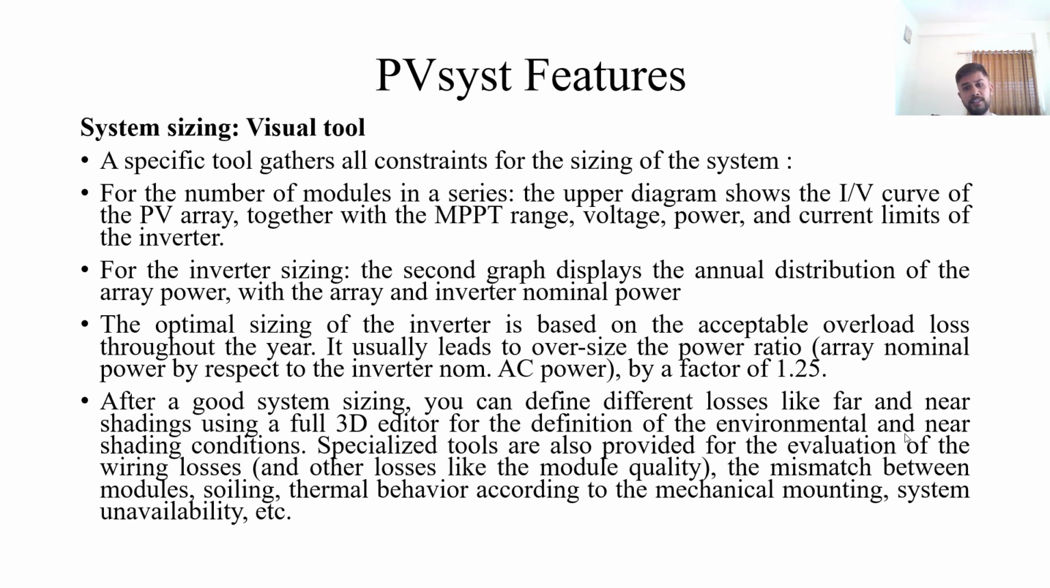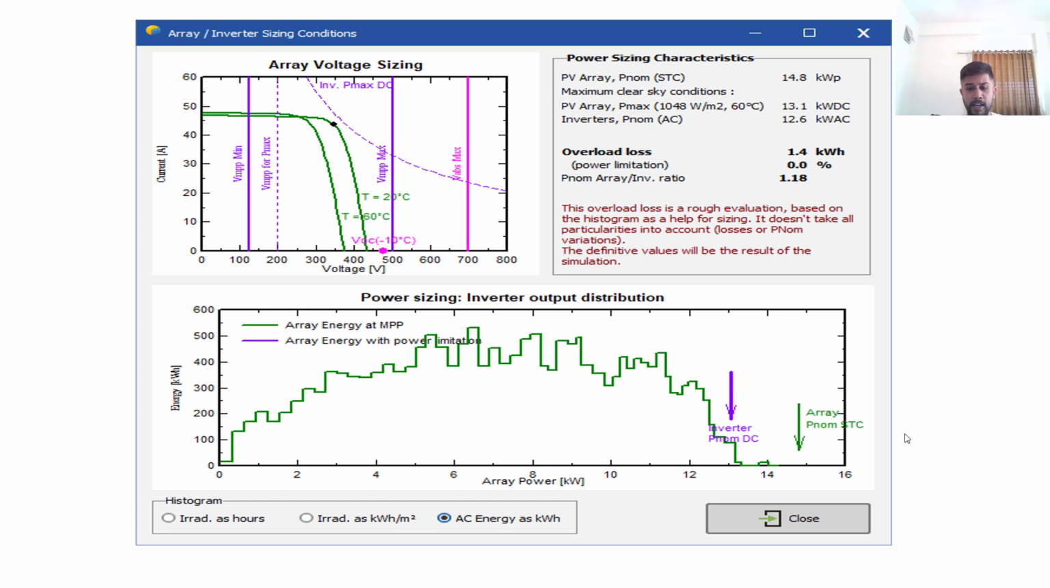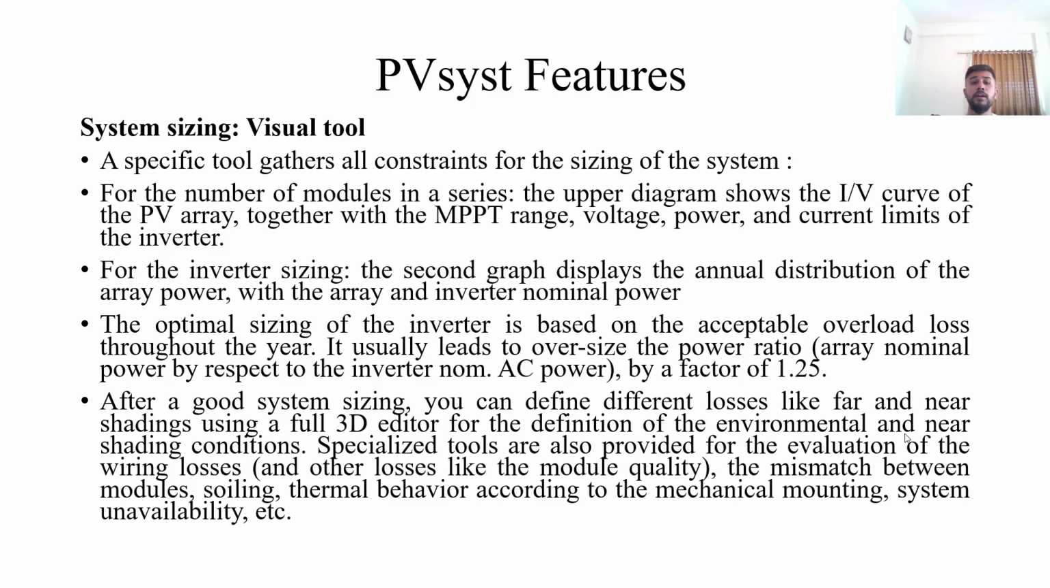For the inverter sizing, the second graph displays the annual distribution. This annual distribution of power, or array power, is shown with the array and inverter nominal power. The optimal sizing of the inverter is based on the acceptable overload throughout the year. It usually leads to oversizing the power ratio, that is array nominal power with respect to the inverter nominal AC power, by a factor of 1.25, that is the safety margin.